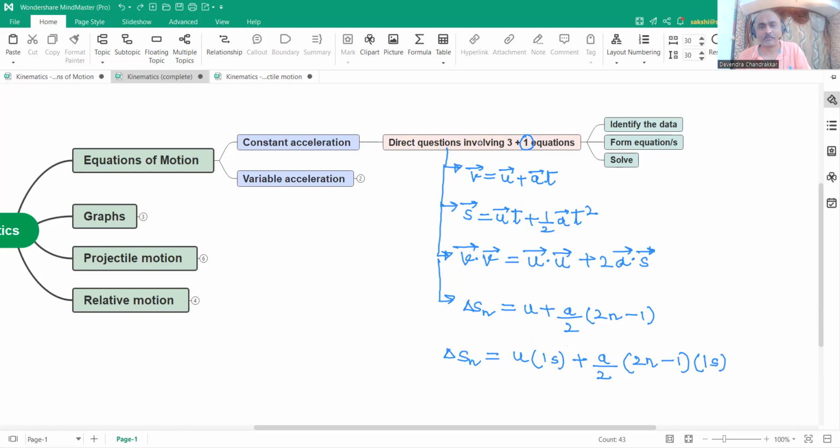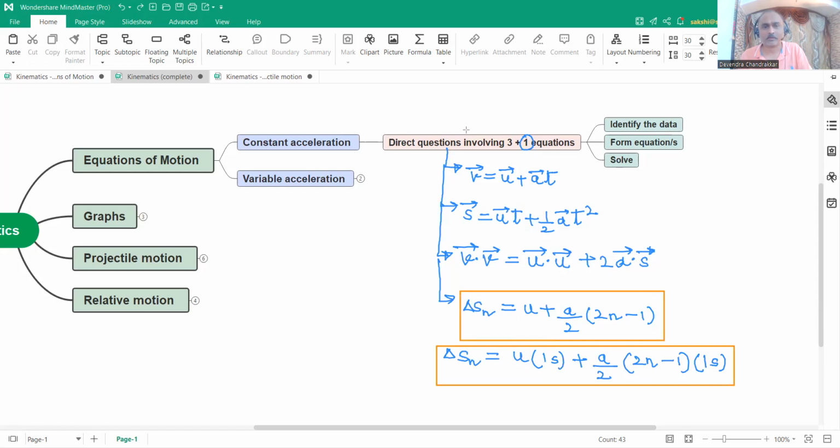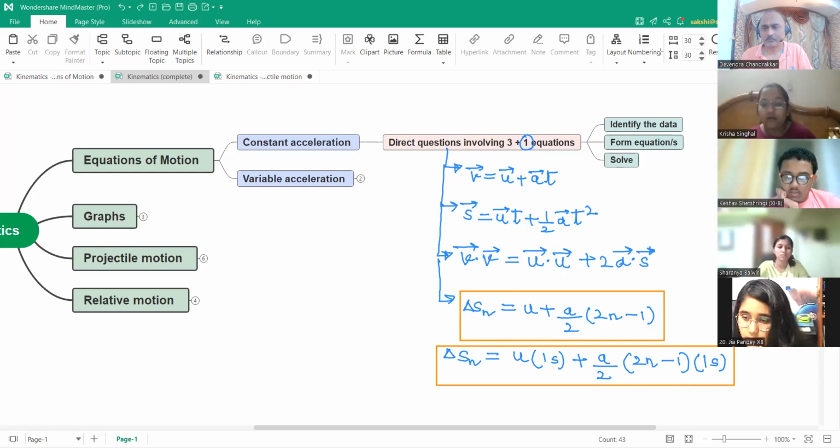Now, what is the difference? Can anybody tell me what is the difference between these two equations? Any one of you? Krisha, what is the difference between these two? Sharanya, any idea what is the difference between these two? Sir, the first equation is not dimensionally correct, but the second one is dimensionally correct. Very good. Excellent. First equation is not dimensionally correct because if you write the dimensions of these terms, right, this is displacement in nth second.